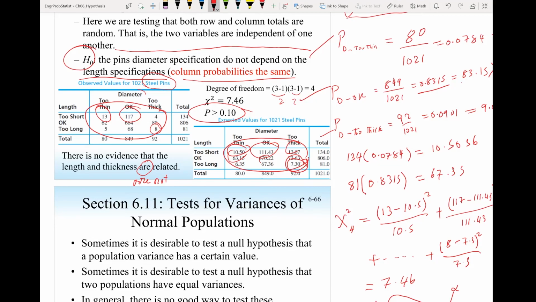Okay. The next topic will be tests for variance of a normal population using the chi-square. Are the variances the same, different, and so forth? Thank you.